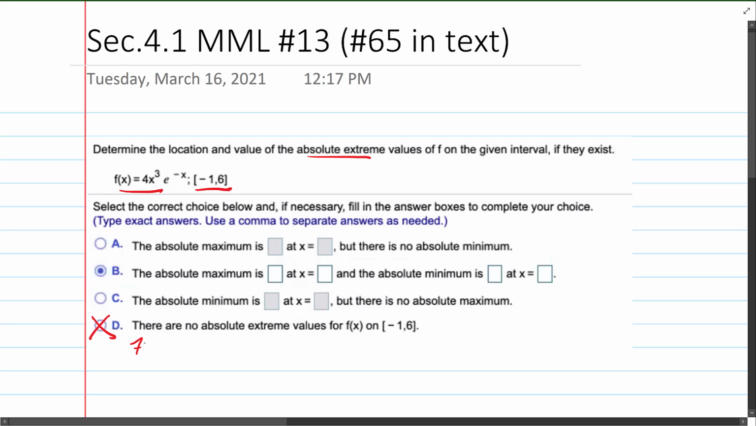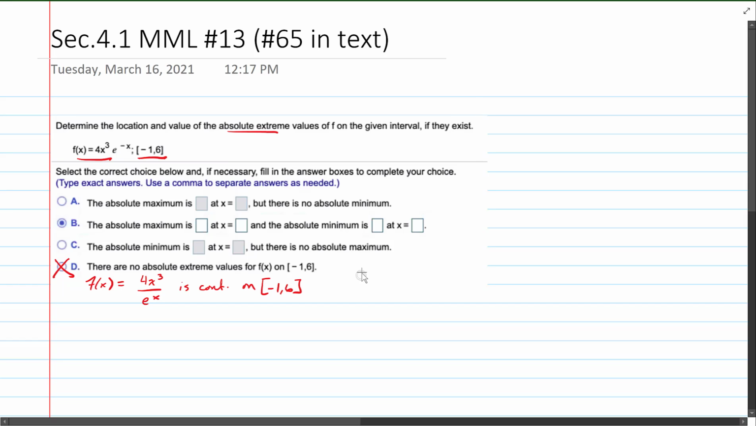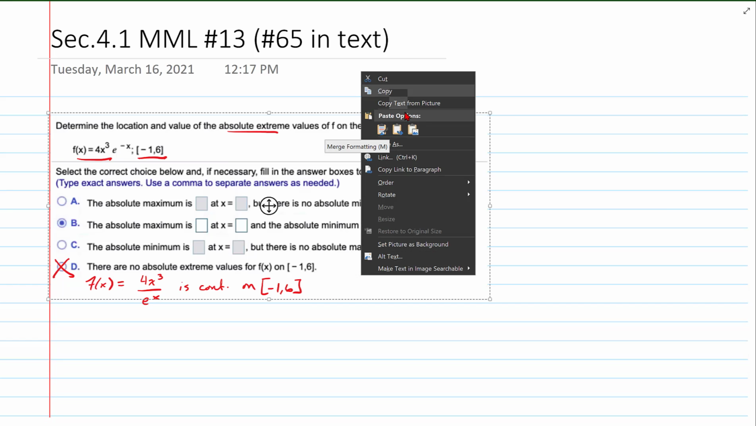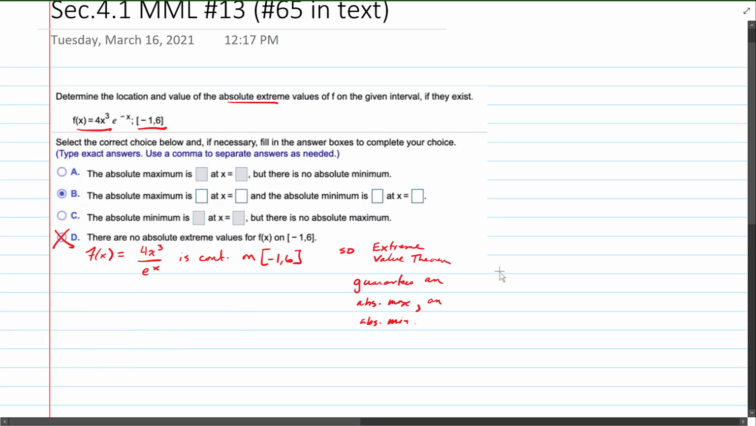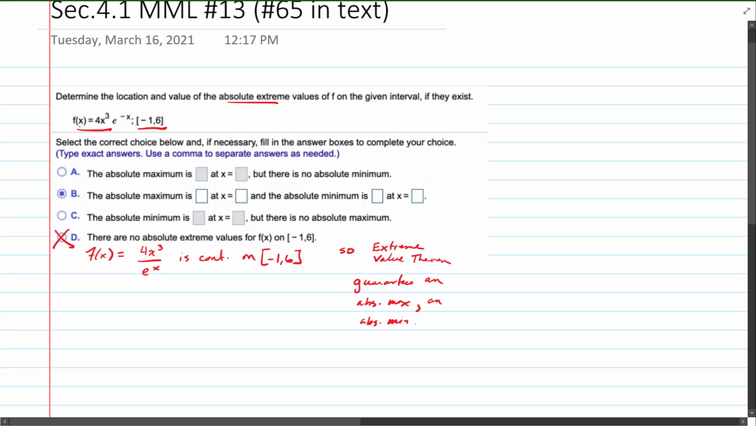Notice that f of x, which I could rewrite in this form just to help us see it a little bit better, is continuous on the interval from -1 to 6. But if that's the case, then the extreme value theorem guarantees that there's an absolute max and absolute min on this interval. So it's impossible for there not to be solutions to this problem.